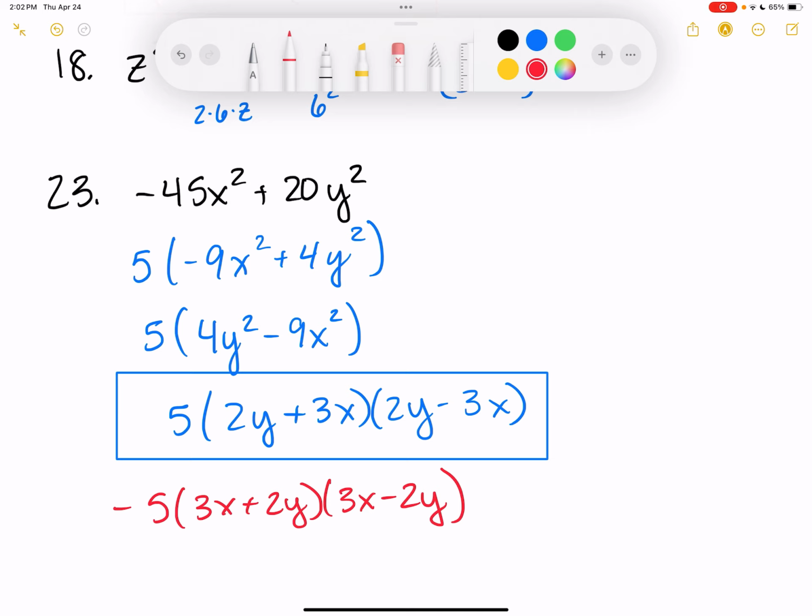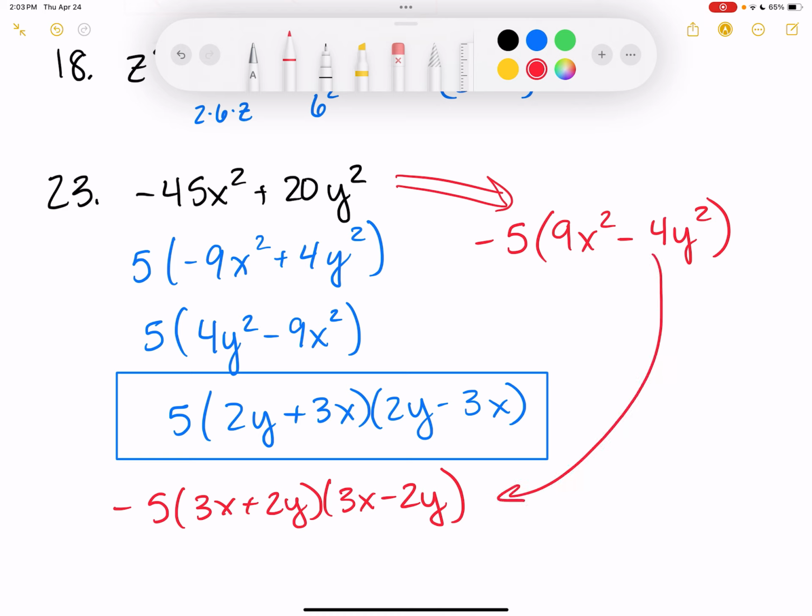They didn't move it to be like 20y squared in front. What did they do instead? They kept the negative. So what they did is, when I took out a 5, instead they took out a negative 5. And when they did that, that made this 9x squared minus 4y squared. And then they worked it down, and ultimately they would have gotten to what's written in red here. So if you had done it that way, that also would have been fine.